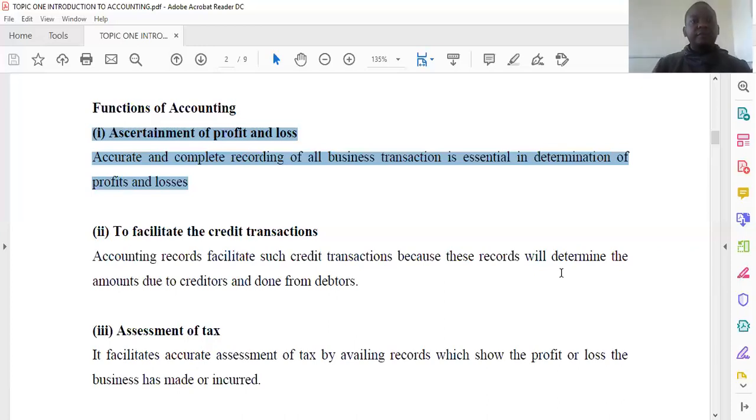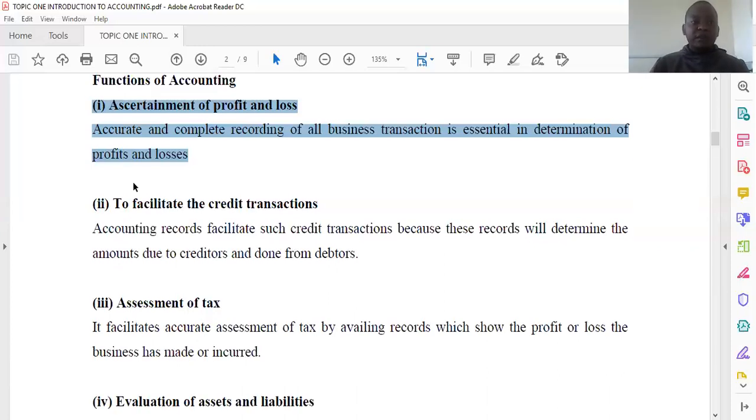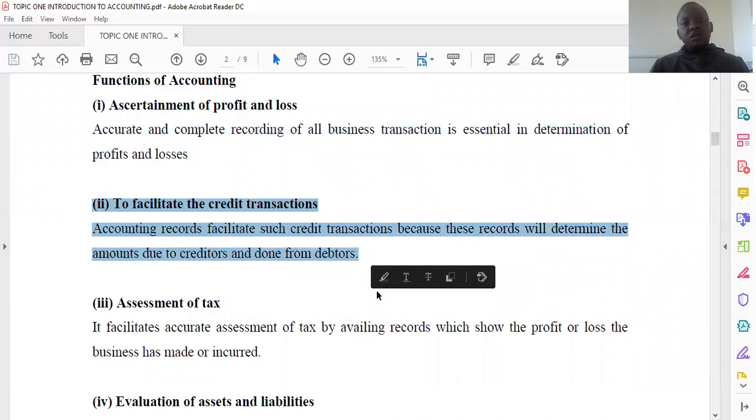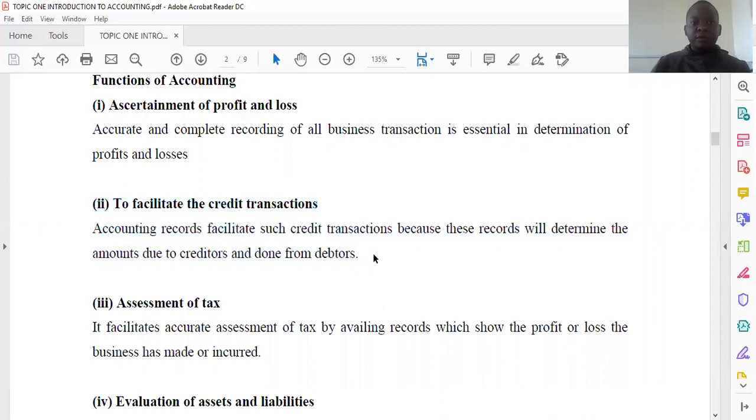Then the second objective of accounting is to facilitate credit transactions. Accounting records facilitate credit transactions because these records will determine the amounts due to creditors and amounts due from debtors. So accounting will facilitate credit transactions.